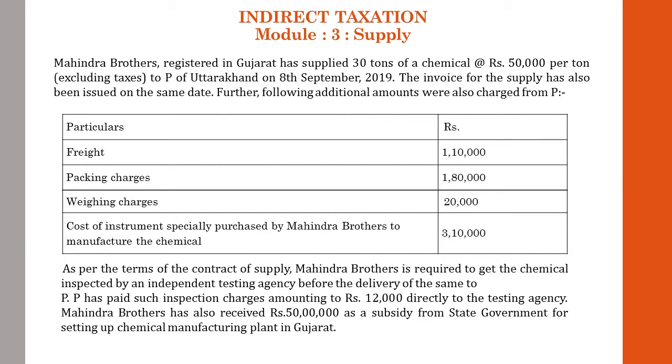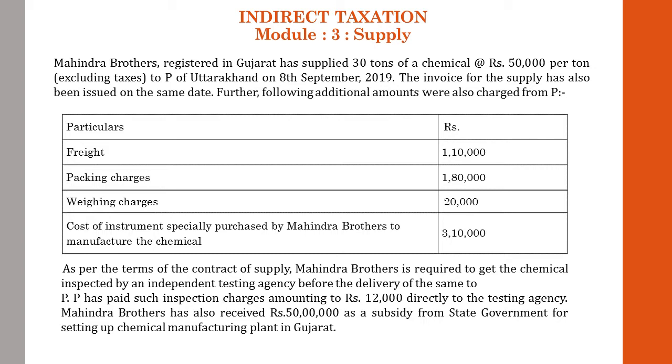Mahindra Brothers, registered in Gujarat, has supplied 30 tons of chemical at rupees 50,000 per ton excluding taxes to P of Uttarakhand on 8th September 2019. The invoice for the supply has also been issued on the same date. Further, the following additional amounts were also charged from P. Particulars and rupees they have given: freight 1,10,000, packing charges 1,80,000, weighing charges 20,000, cost of instrument specially purchased by Mahindra Brothers to manufacture the chemical.